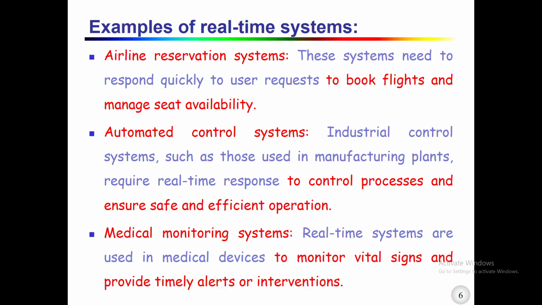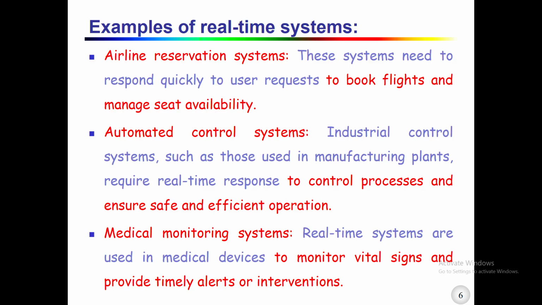Some of the best examples of real-time systems are airline reservation systems. Those systems need to respond quickly to user requests, for example, to book flights and manage seat availability. As soon as we take a certain action on these online airline reservation systems, they should respond according to only the available resources, including the seats and the availability of the flight and everything. So this is one of the best examples.